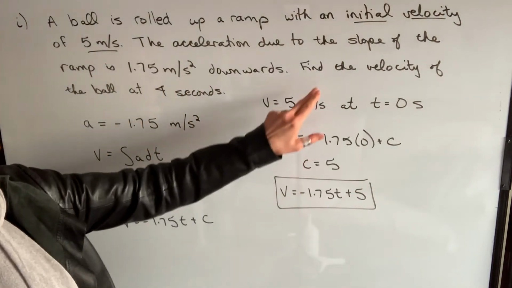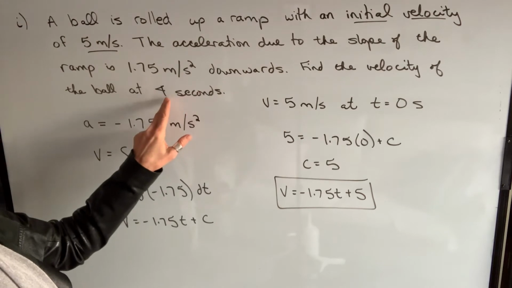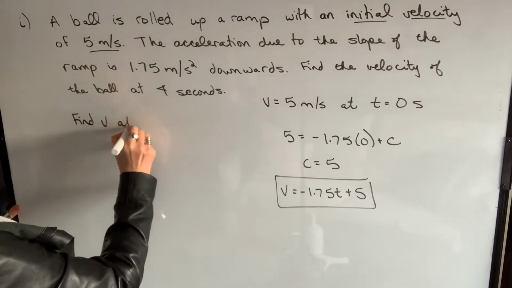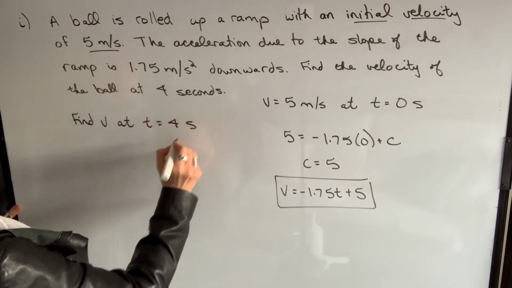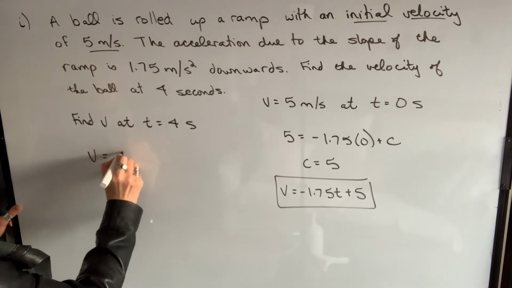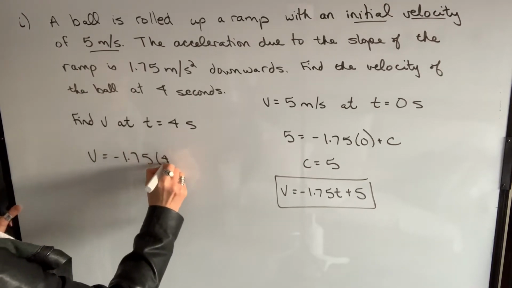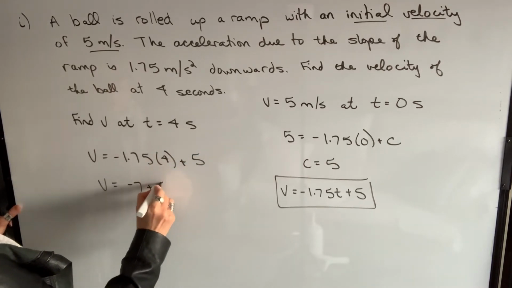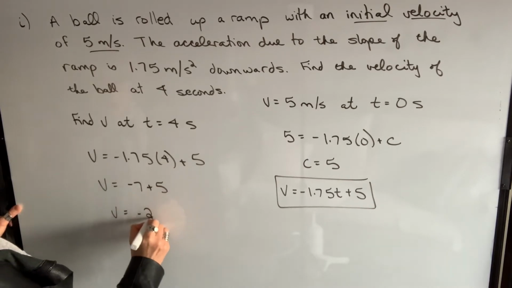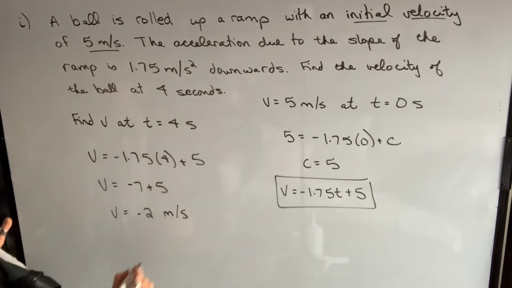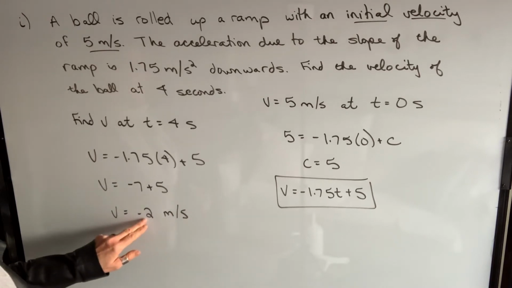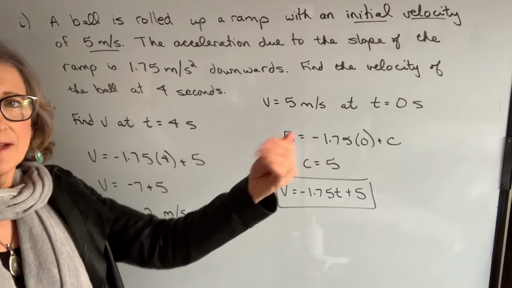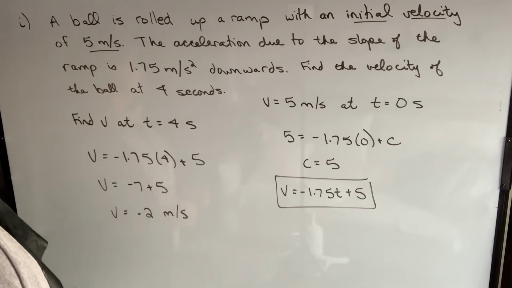Now that we have that function, we can find the velocity at any time. This question asks us at 4 seconds. So we are finding v at t equals 4 seconds. In order to do that, we plug 4 in for t in our velocity equation. That's negative 7 plus 5. So the velocity is negative 2. The unit will be meters per second. And what that's telling us is that at that point, the ball is actually rolling back down the ramp. It's gone up as high as it will, and now it's rolling back down if the velocity is negative.